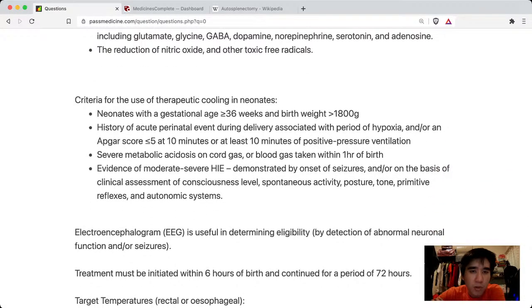Criteria for the use of therapeutic cooling in neonates. Neonates with a gestational age of 36 weeks or more, and birth weight of more than 1,800 grams, more than 1.8 kg. Okay, so this baby has to be term. It has to be 36 weeks or more. So maybe it's from 37 weeks if I'm not mistaken.